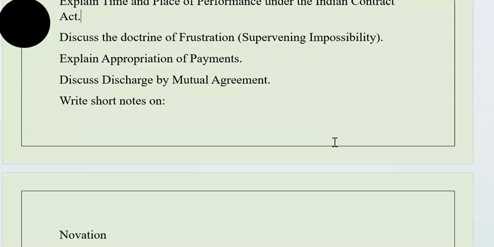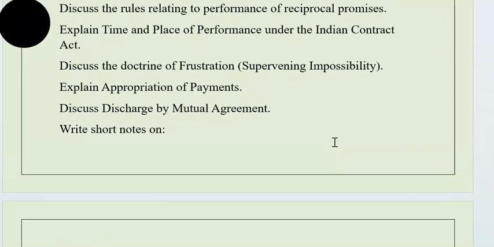Now in Unit 3, explain time and performance under the Indian Contract Act. Define or discuss the doctrine of frustration, meaning impossibility of an act. Explain appropriation of payment. Discuss discharge by mutual agreement.